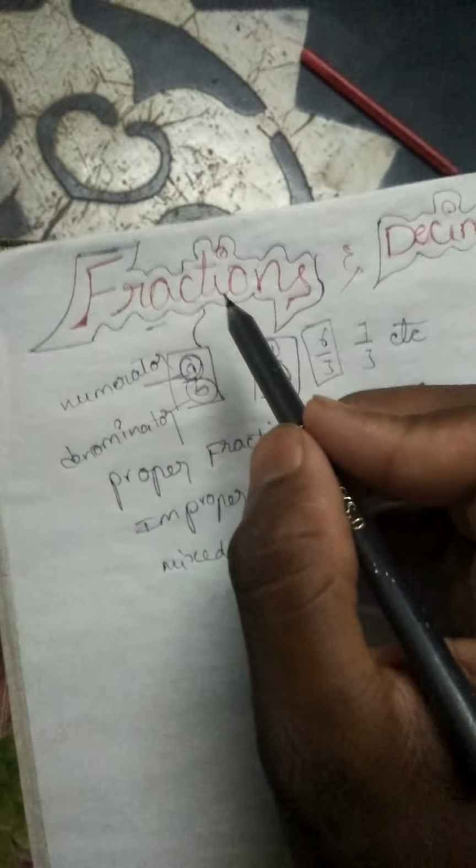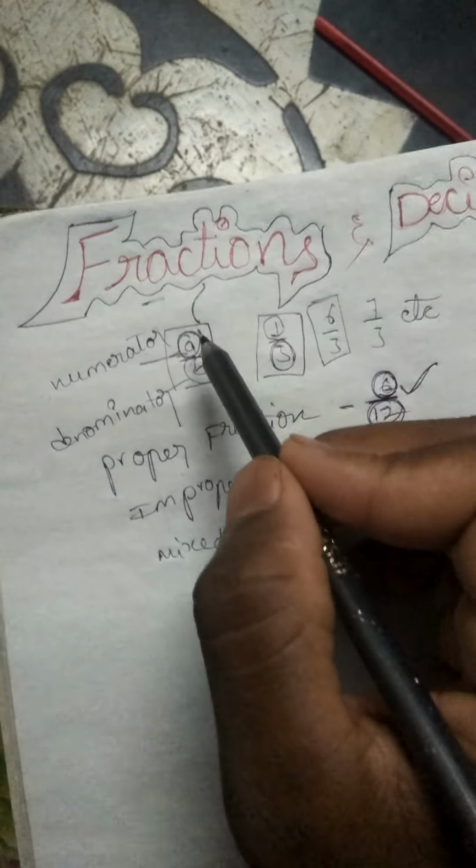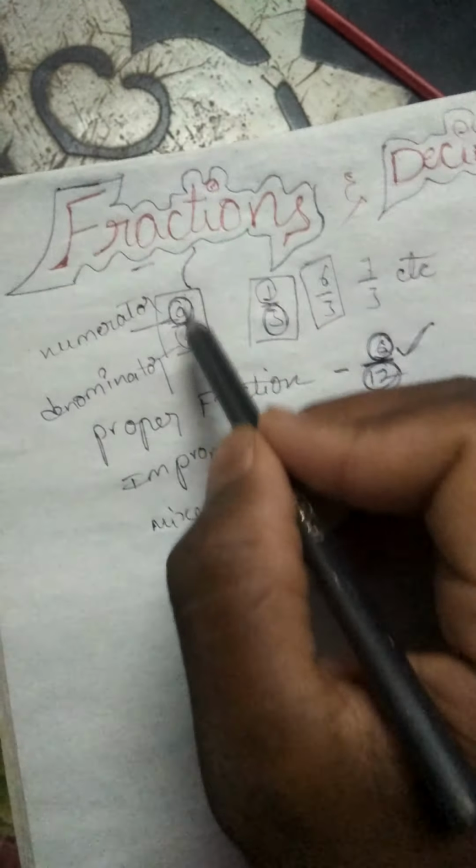Now comes to the fraction. What is meant by fraction? The fraction means the number which is written in the form of a by b form.